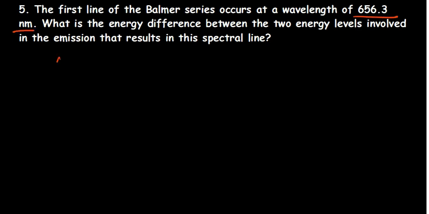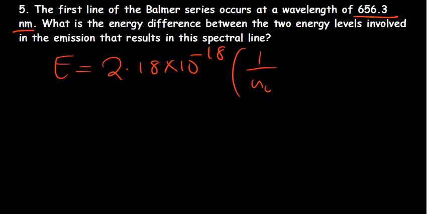One way would be using this formula. Since we've got the wavelength, this formula is going to work. Just convert the wavelength to meters. But I want to introduce you to a new formula. The formula is negative 2.18 times 10 to the power negative 18, and then 1 over the initial squared minus 1 over the final squared. Let me just work with it in the positive form.